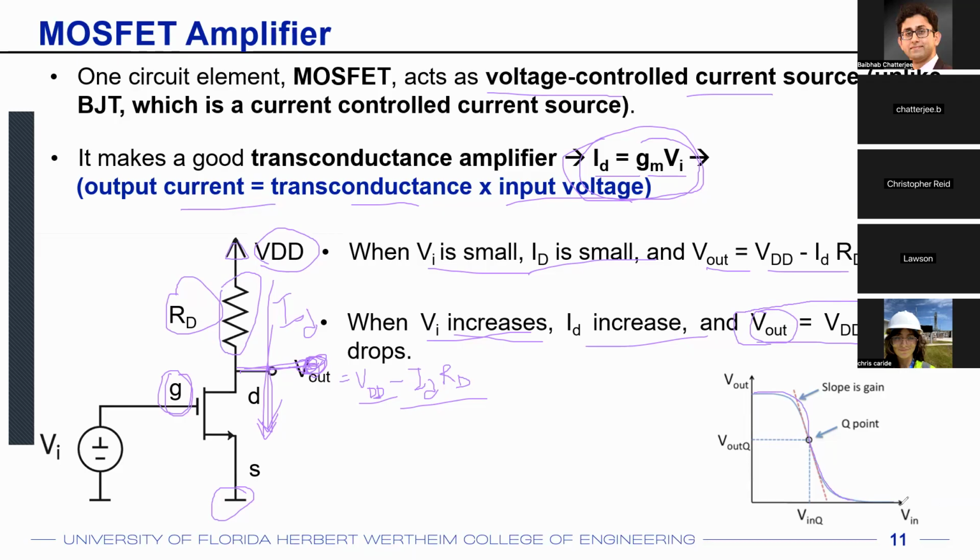As your input voltage was increasing, your output voltage should reduce. Because as input voltage increases, your output current increases. If your output current increases, your output voltage reduces, according to Ohm's law, in this particular case, right?